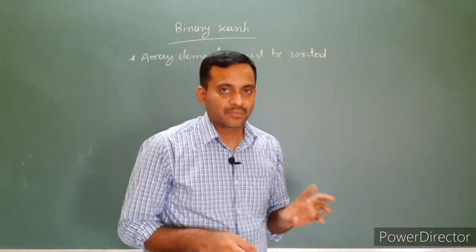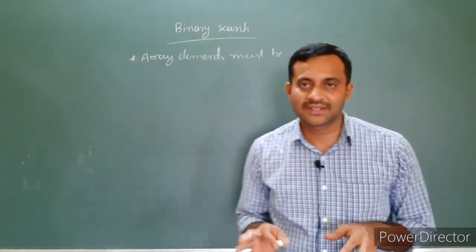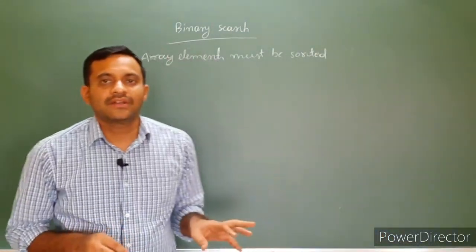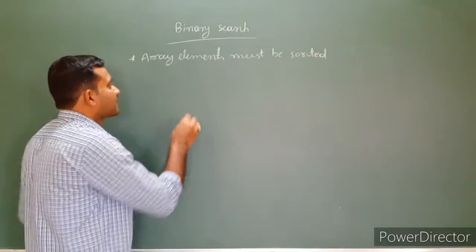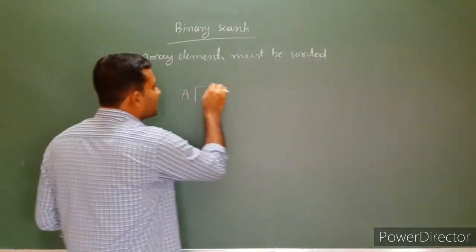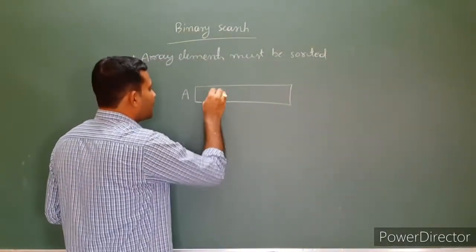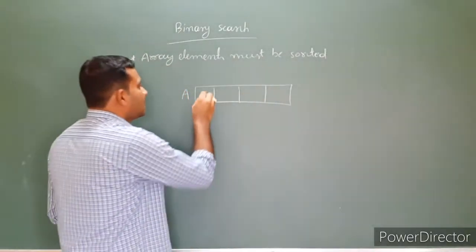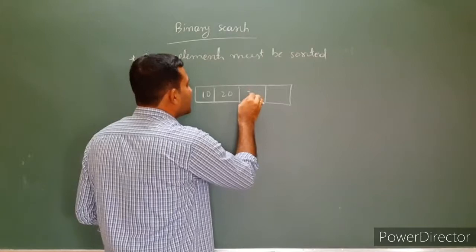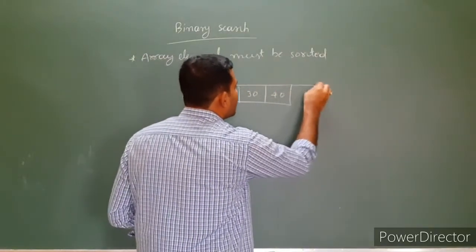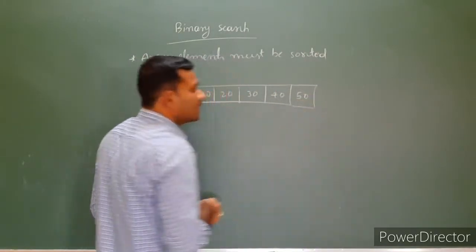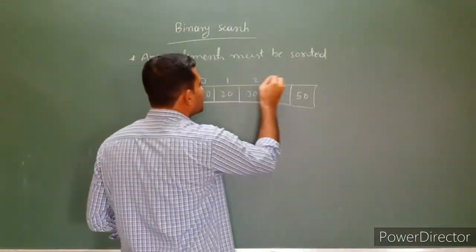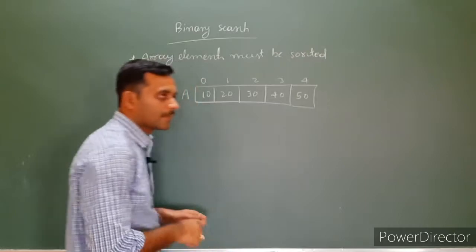We write the algorithm and program if the elements are in ascending order. Let's see the method to search an element using binary search. Let A be an array that has n number of elements. Here 10, 20, 30, 40, and one more, 50. These are the values present in the array. Index values are 0, 1, 2, 3, 4.